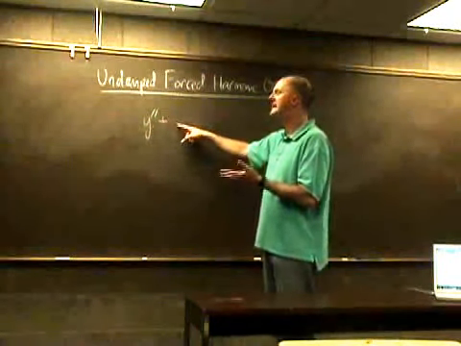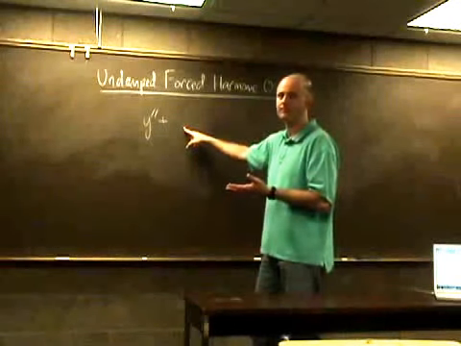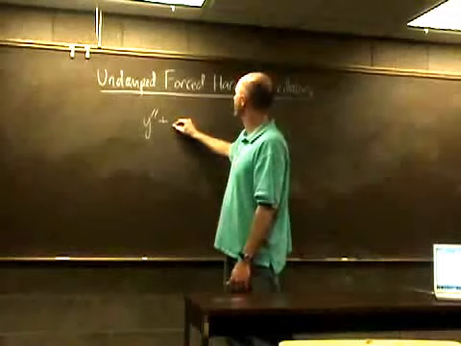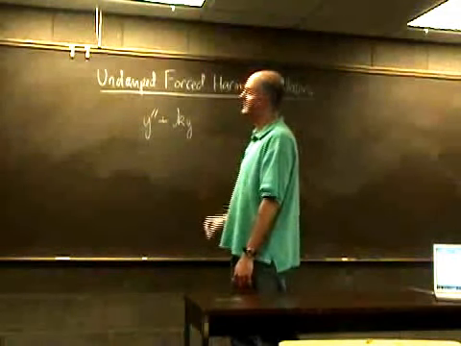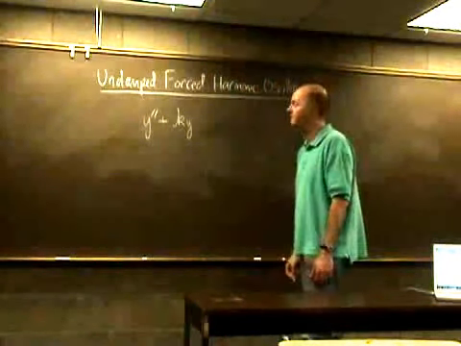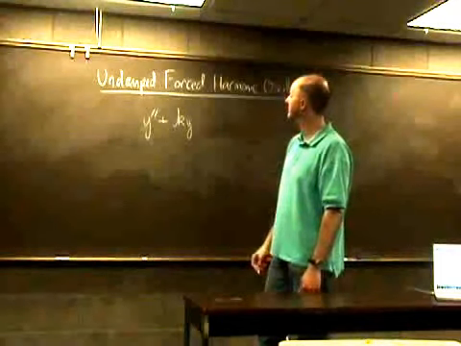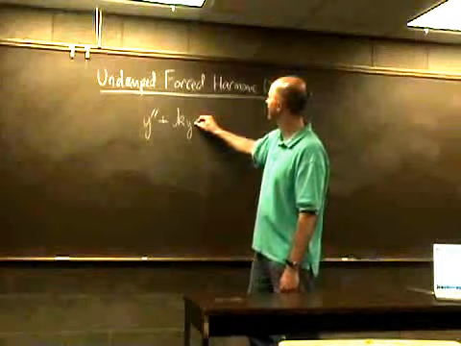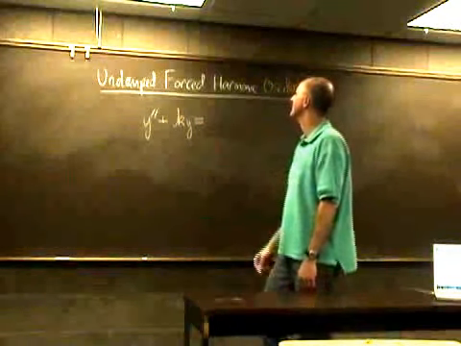There would be no b times y prime term, because that would be the damping term. But there will definitely be a ky term because it's a mass on a spring. If we didn't have a ky term, it wouldn't be a mass on a spring. Hooke's law needs to be in here.